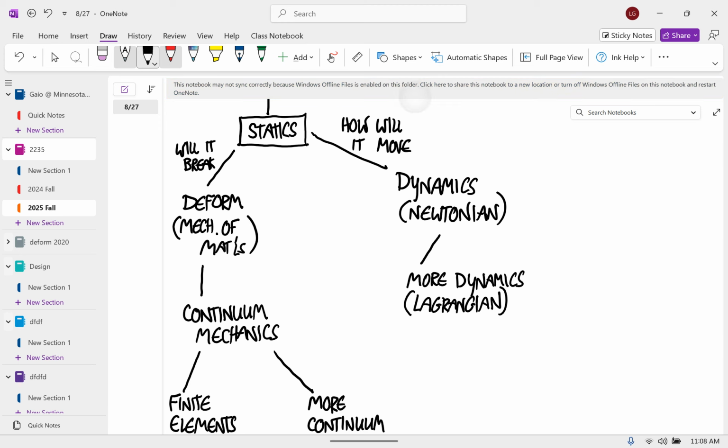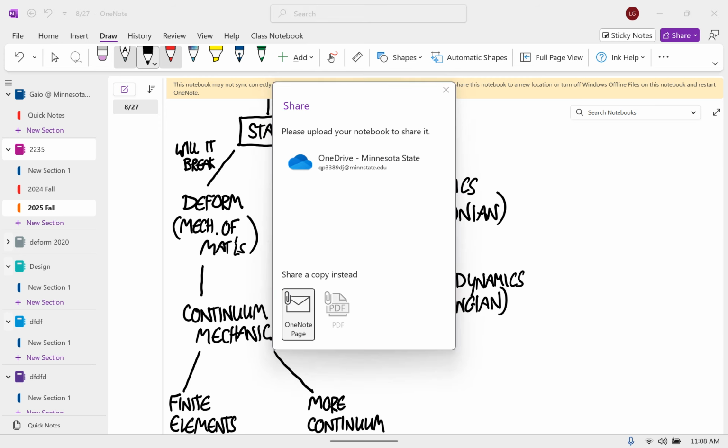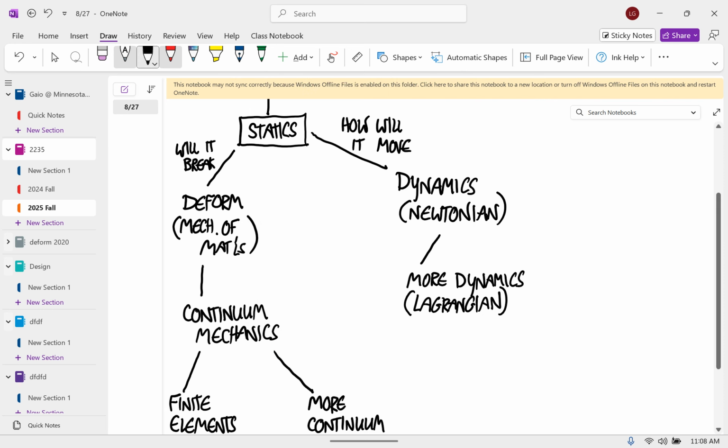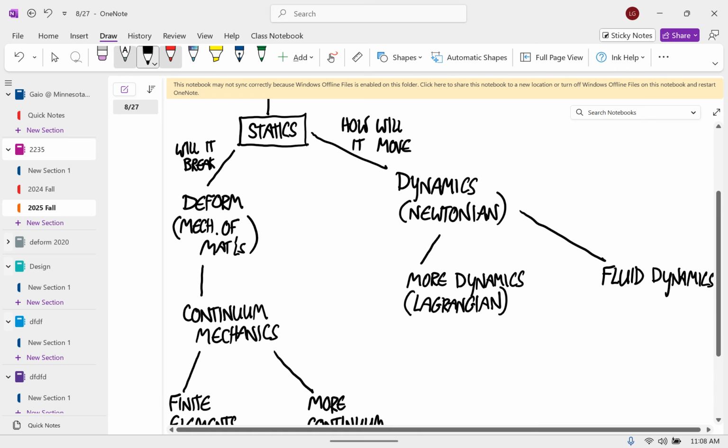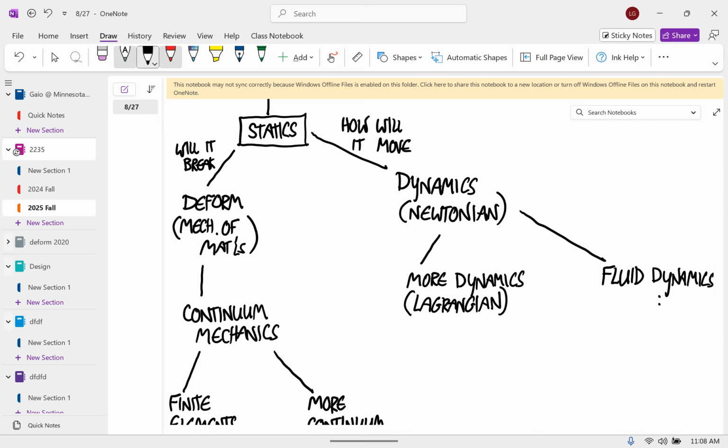And then after you take dynamics, you can take fluid dynamics. And there's a lot of interesting stuff in fluid dynamics. And the math can get crazy in fluid dynamics. So that just goes on and on forever.